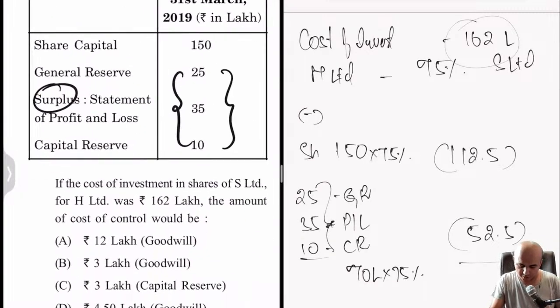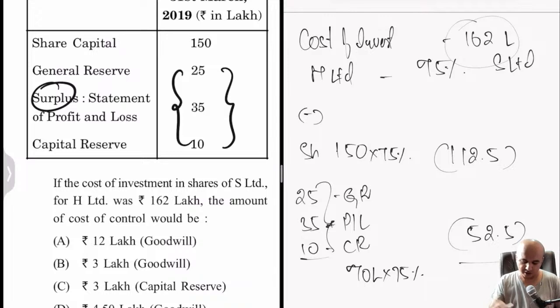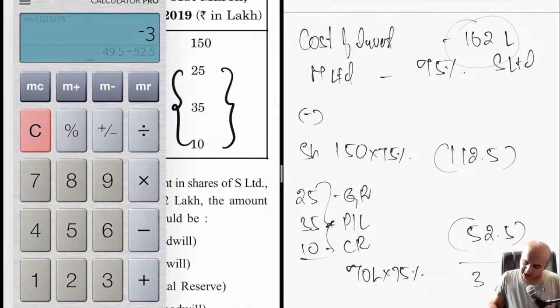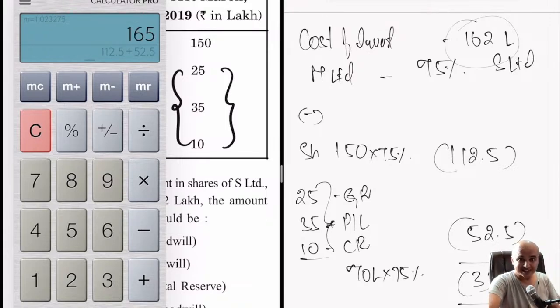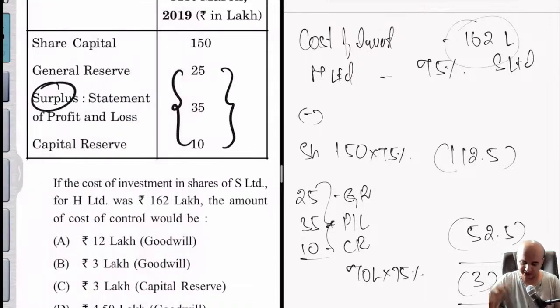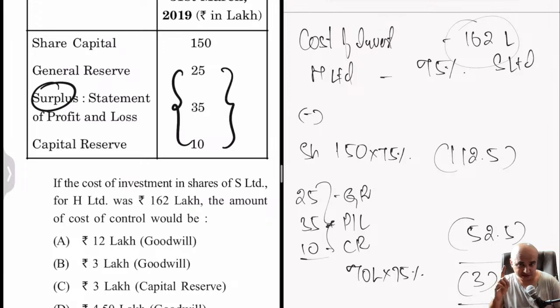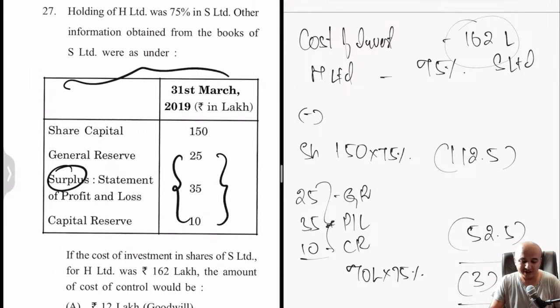So what are the options we have here? Okay, fine. 3 lakhs negative. Once again, we invested only 162, but we got how much benefit? 112.5 plus 52.5. That means we got 165 in return. So if you are getting 165 in return, what do we have to call it? It is nothing but the profit which we have got by investing in this company S Limited.